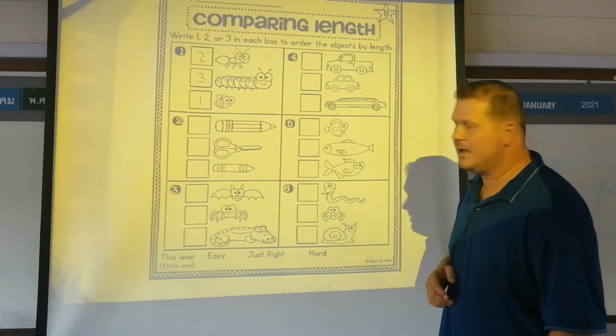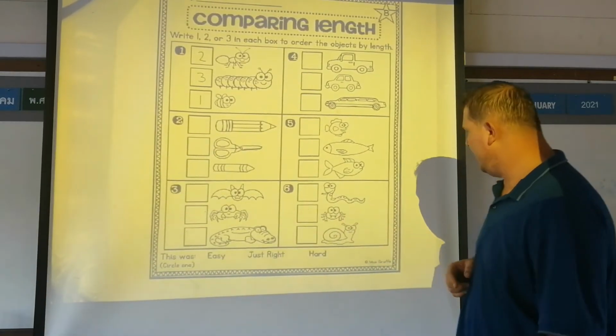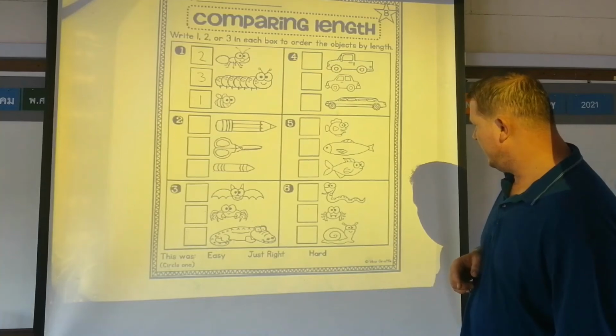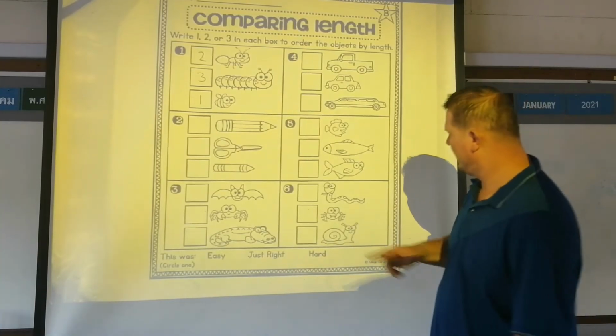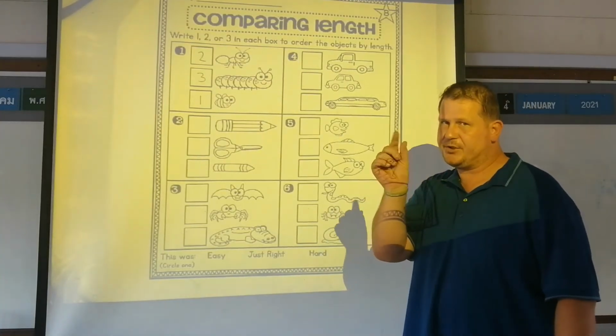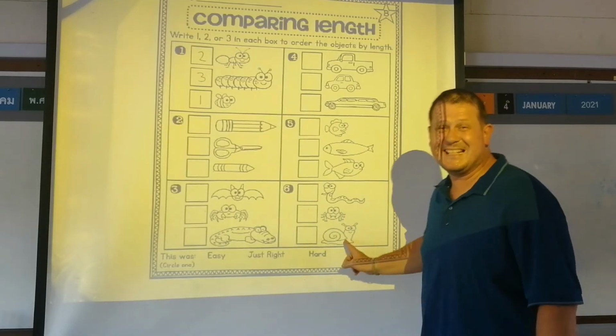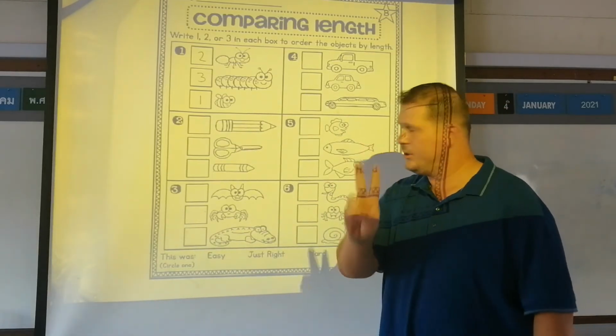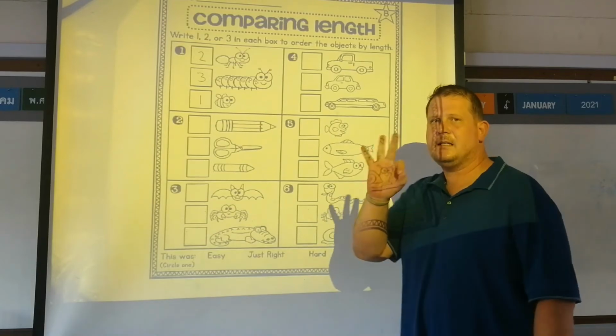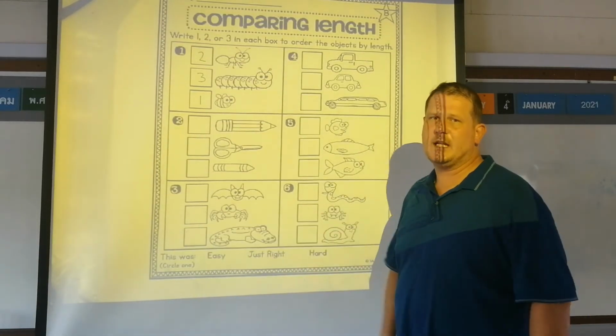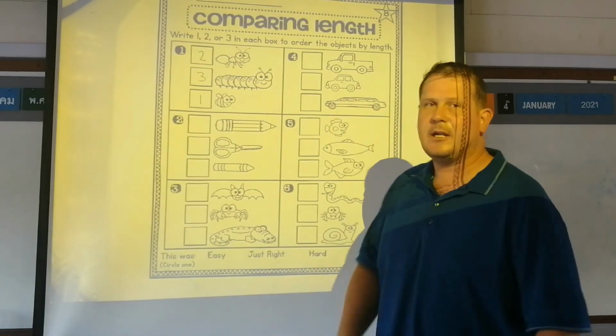And then this side, last one. What is that? Is that a spider? Yeah, it's a spider. Number one, because it's the shortest. And then the snail, number two. And the snake, number three, because it's the longest. All right, let me go turn the page.